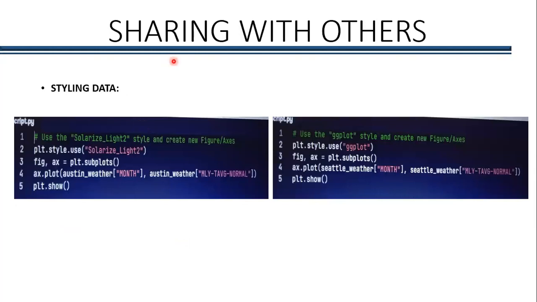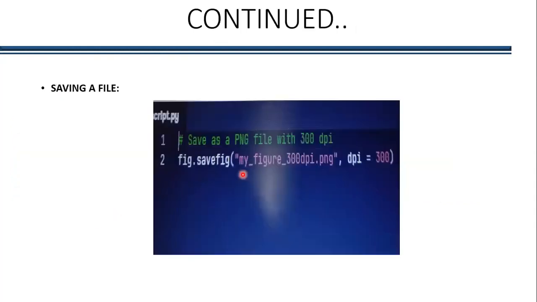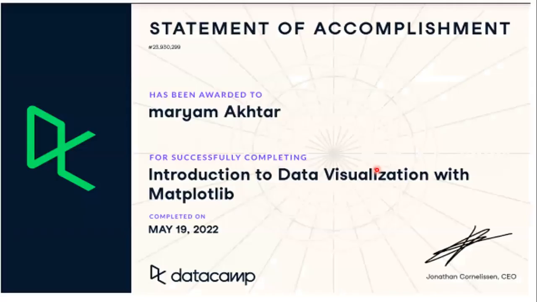And how we can share data with others. Before moving into sharing, we should be familiar with how to style our data, like how we can customize our data. For that, we use plt.style.use. To save a file, fig.savefig is used, and this is how we can save, and DPI will be given. For example, here 300 is given.